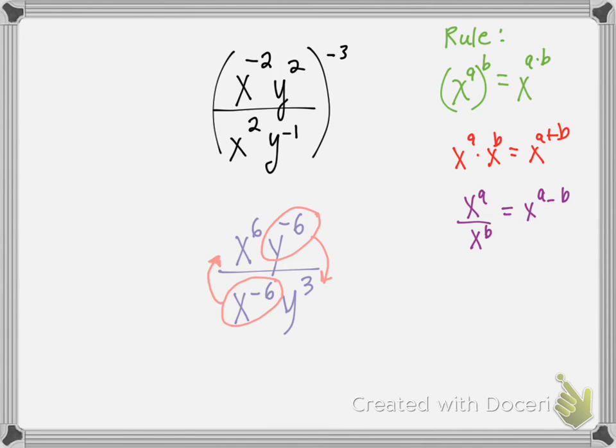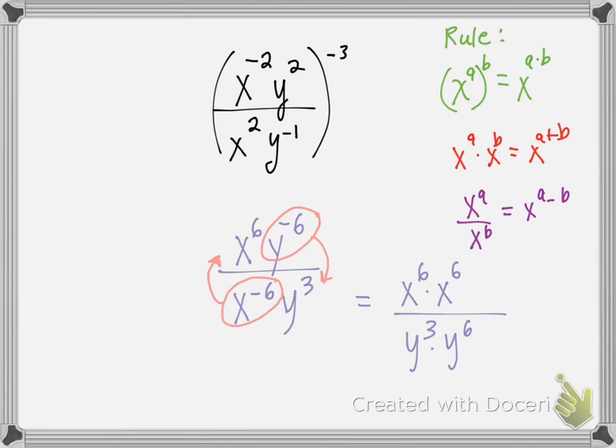So if I rewrite my fraction now, I still have x to the 6th up top and then y to the 3rd, okay? Those didn't get circled. But for my numerator, this y to the negative 6th power, when you bring that to the denominator, it becomes y to the 6th. And lastly, x to the negative 6 was in the denominator. When I bring it to the numerator, it becomes x to the positive 6th power.